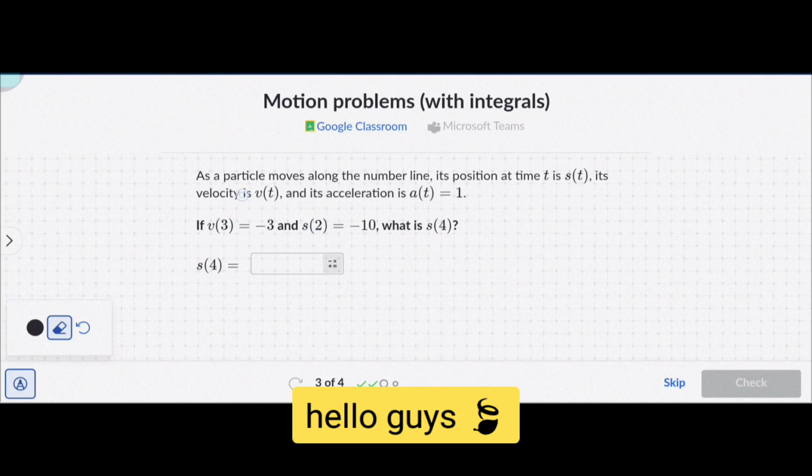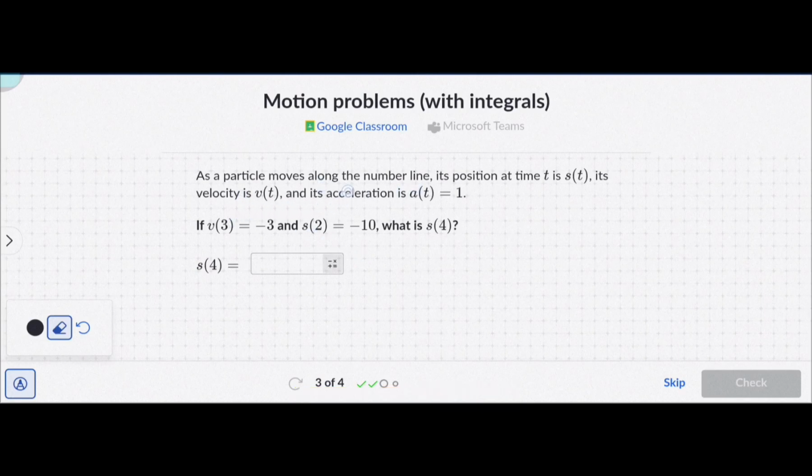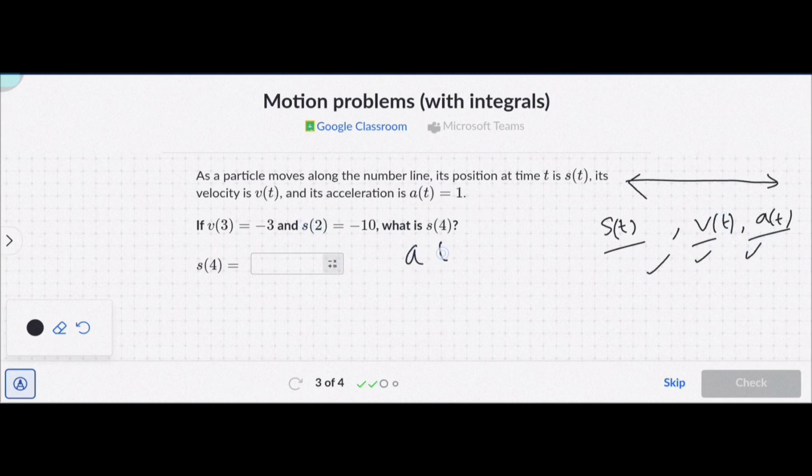Given that a particle moves along a number line like this. Its position at time t we write as s(t), velocity as v(t), and acceleration as a(t). These are the common notations. It's given that a(t) is equal to 1. What does that mean?